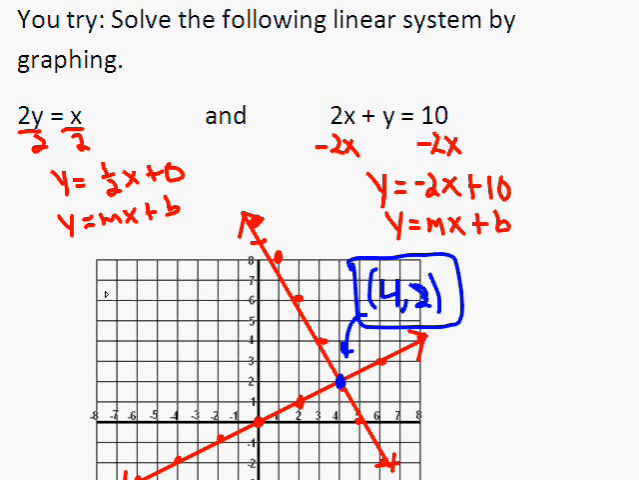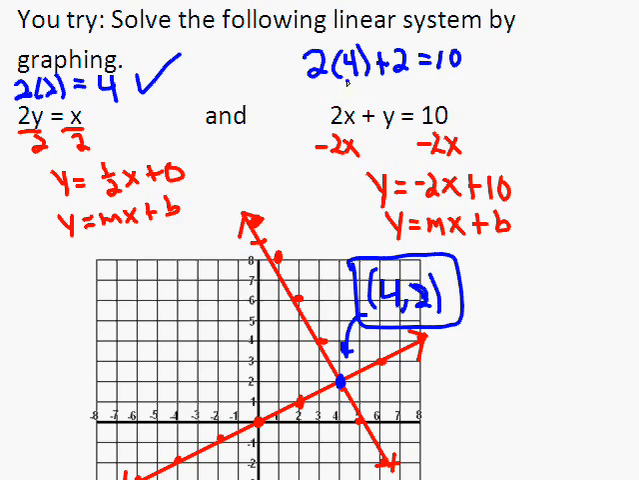Again, we're always going to check our solution to make sure we did everything correctly. So if I put 2 in for y and 4 in for x, 2 times 2 is 4, and 4 does equal 4, so that one checks. For the second equation, we get 2 times 4 plus 2 equal to 10. 2 times 4 is 8, plus 2 is 10. 10 does equal 10, so our solution checks out for the second equation as well.